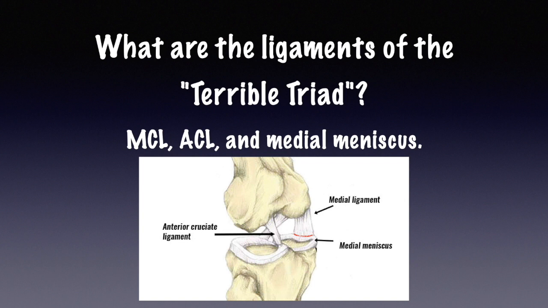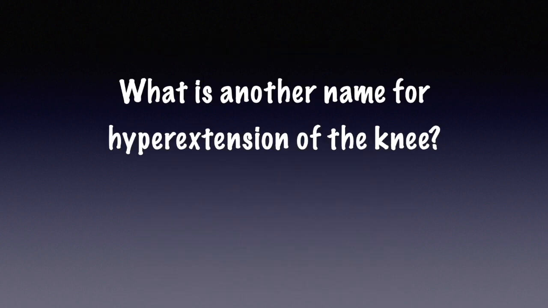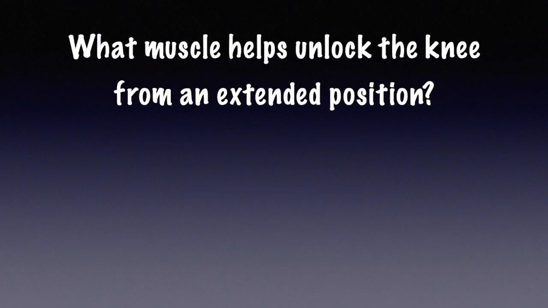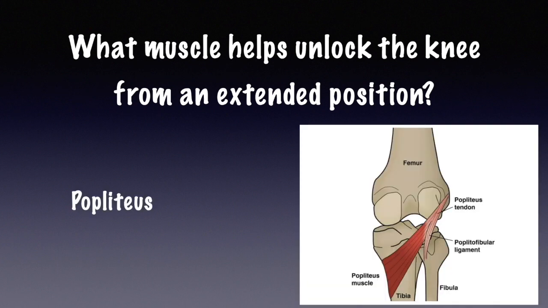MCL, ACL, and medial meniscus. What is another name for hyperextension of the knee? Genu recurvatum. What muscle helps unlock the knee from an extended position? Popliteus.